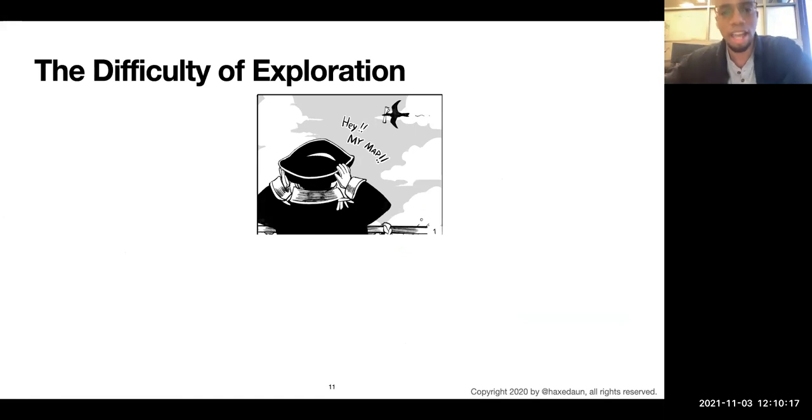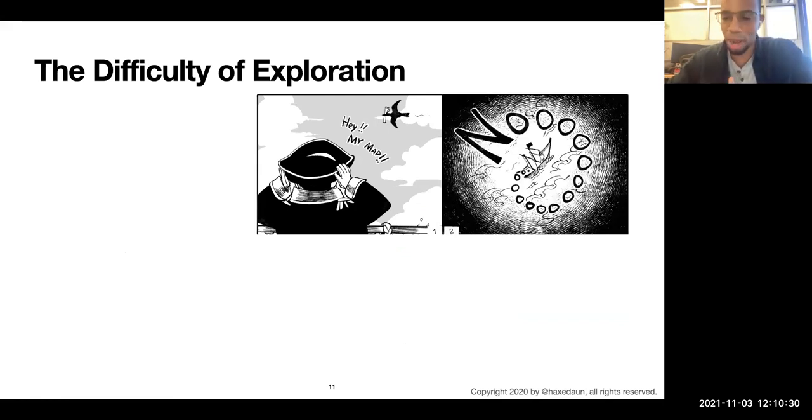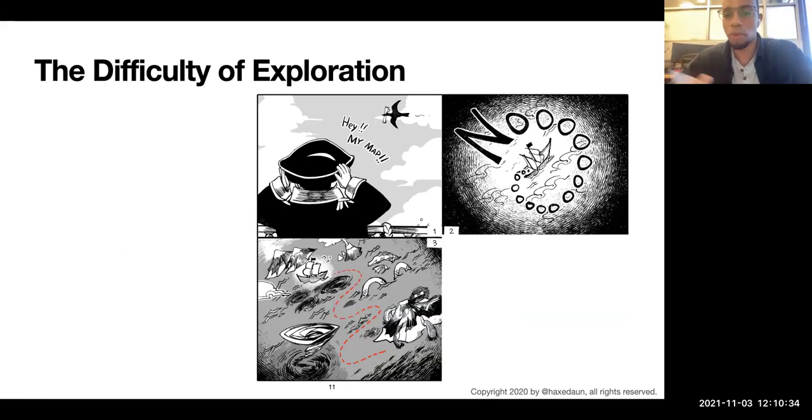So as I mentioned earlier, exploration is super hard. It's been unsolved for decades. And so we're going to use this cartoon to help us realize why it's so hard. So here we have a pirate out at sea, and this crow took its map. Now, of course, like any good pirate, this pirate is obviously distressed. So now if the pirate wants to reach its destination, it has to explore the sea.